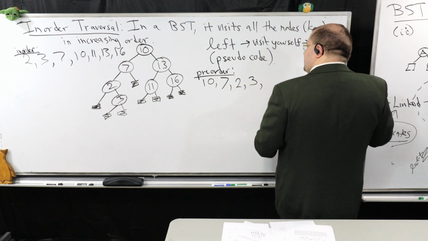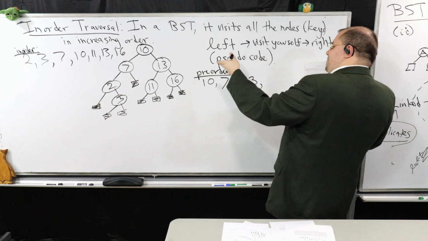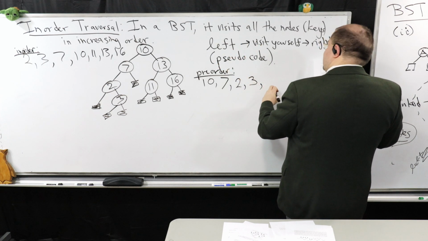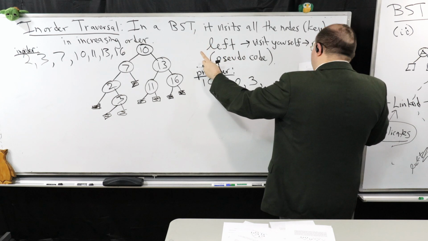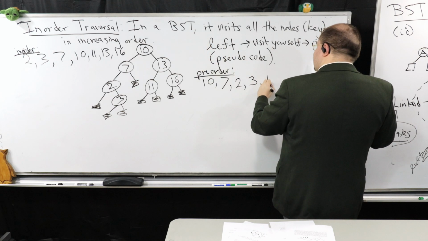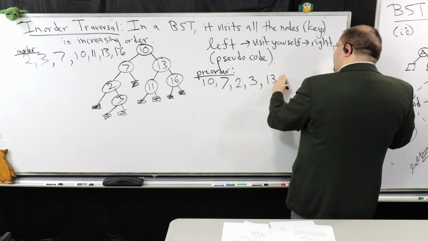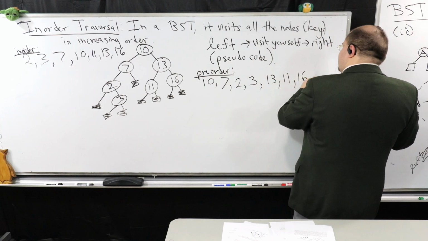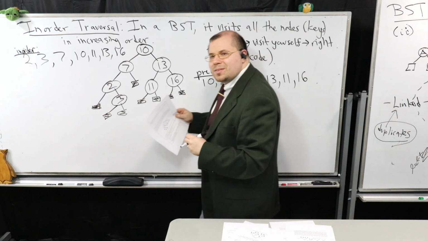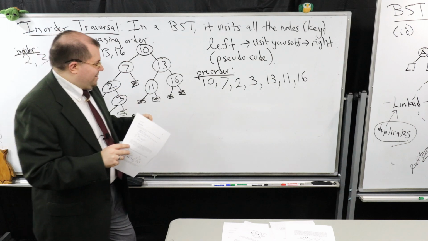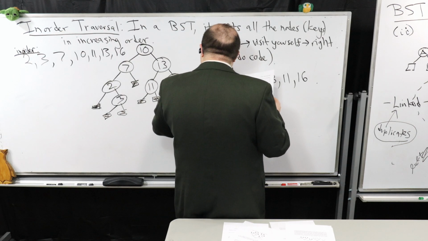So then I work my way back up because I'm done with all of those. Then I am next going to consider, I visit 13 next. Then I go to 11 because I go left first before right. And then I have 16. Yeah, 10, 7, 2, 3, 13, 11. Okay, good. I always like to bug you guys.